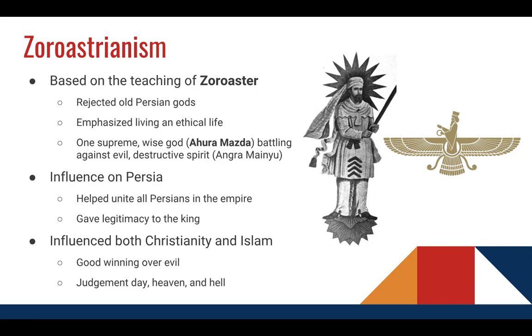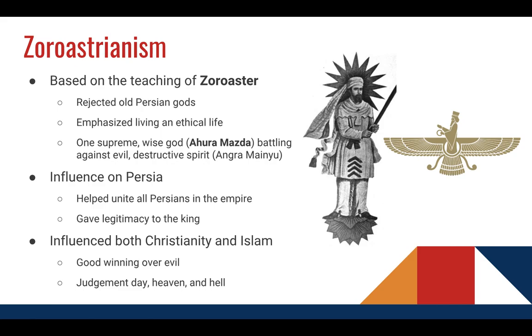He taught that all the old Persian gods were false, and he emphasized that people should live an ethical life and follow kind of a straight and narrow ethical path, because they will be judged in the end by a supreme wise God. This God was called Ahura Mazda, and the idea was this one God, this God of good, was battling against an evil, destructive spirit. Angramanyu was this spirit's name, and you can get a sense that it's the idea of a monotheistic God and Satan figure in this religion.